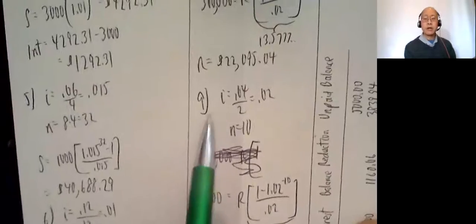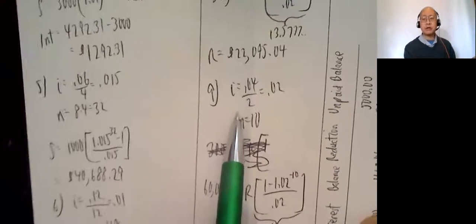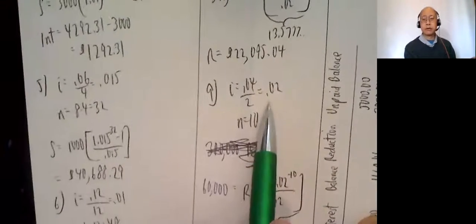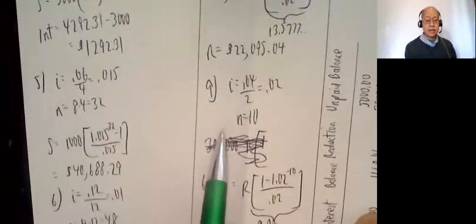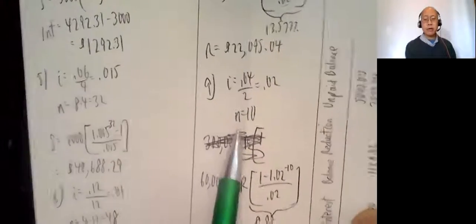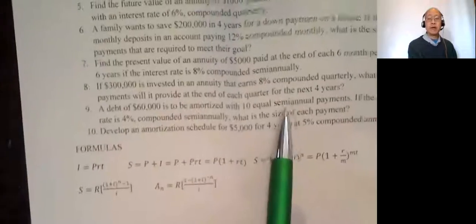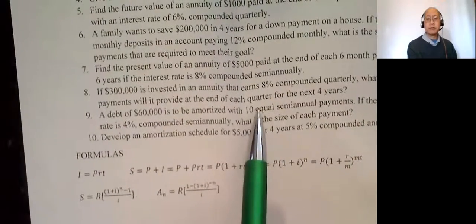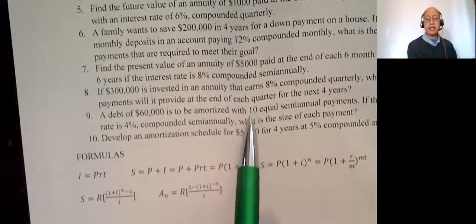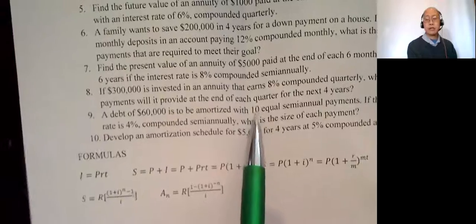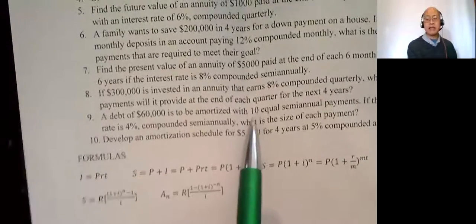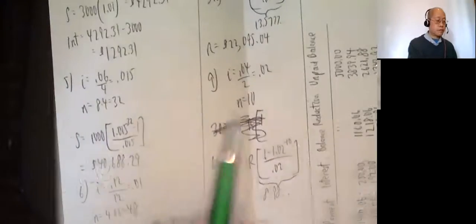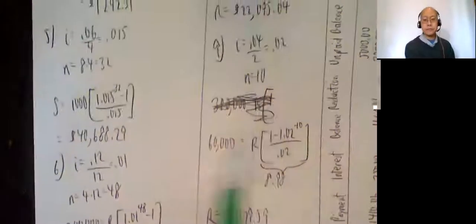Number 9, i is 0.04 divided by 2, semi-annual, 0.02. n is 10. Now, you don't have to multiply by anything. It already says 10 equal semi-annual payments, so you don't do anything with the 10. It doesn't say 10 years. You just leave it as 10, which basically means it's 5 years. So we just plug in 10 for n.